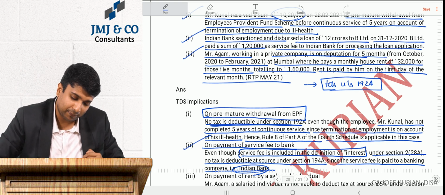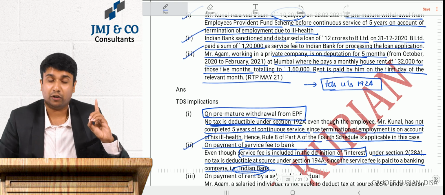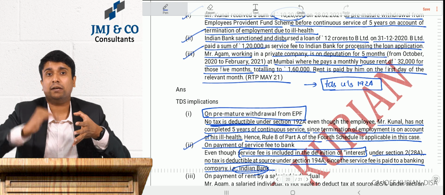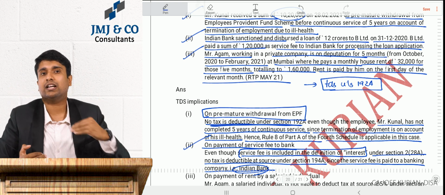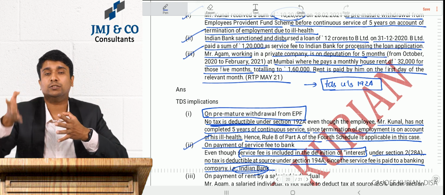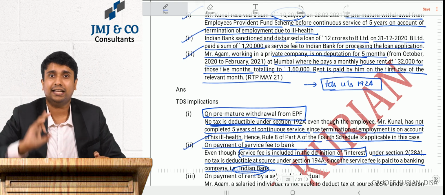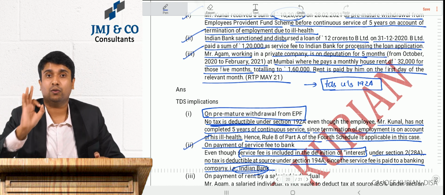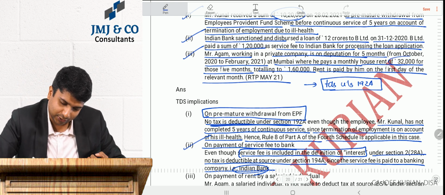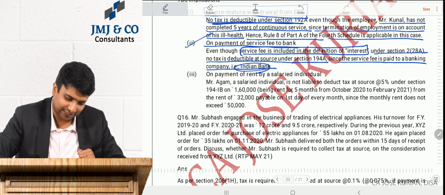So the applicable section is 194IB. Hope you remember, under 194IB, if the rent is paid by an individual who is not covered under 194I, that is TDS on rent, and the monthly rent is more than 50,000, then he is supposed to deduct TDS at 5% while paying that rent. This is what 194IB is all about. But here, what is the monthly rent? It is only 32,000. So TDS is not required to be deducted by Mr. Agam. Anyways, let's see the answer.